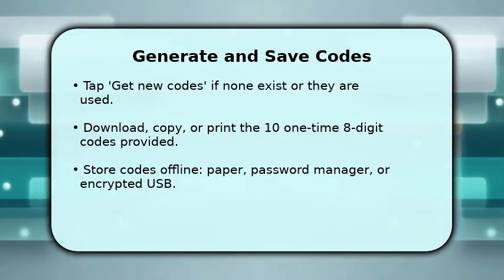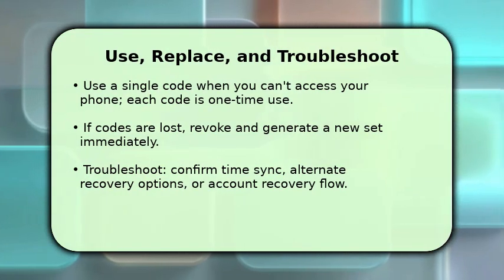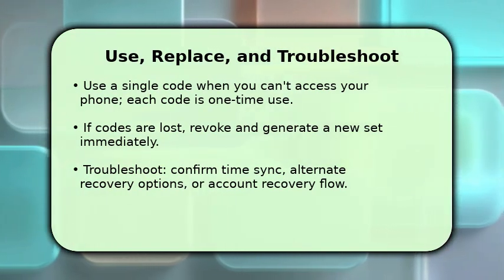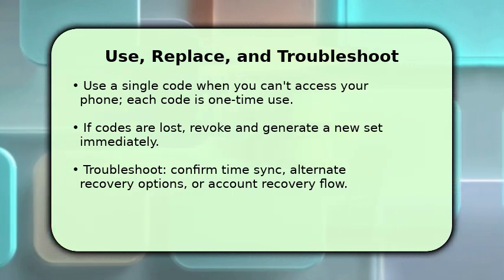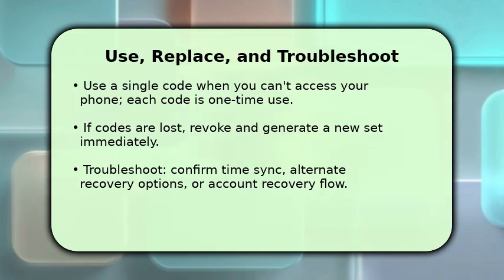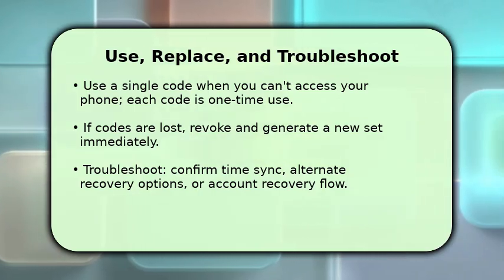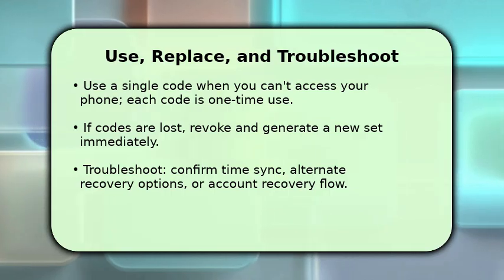When you can't get an authentication prompt, use one backup code to sign in. Remember, each code works only once. Once you've used a code, immediately update your saved list. If you lose all codes or suspect compromise, revoke them and generate a fresh set in Security.